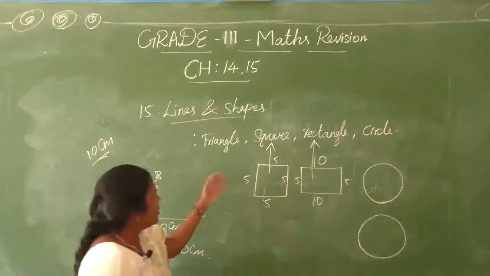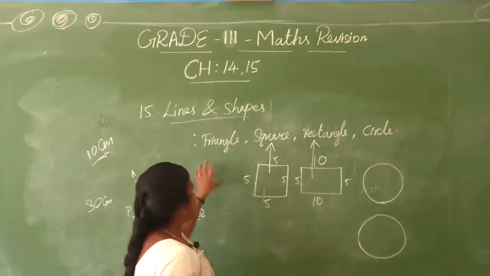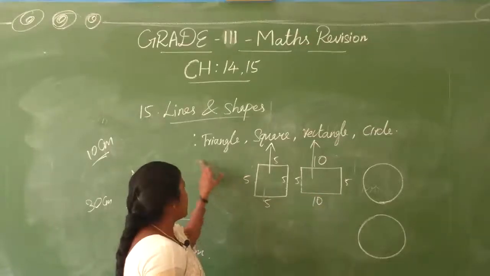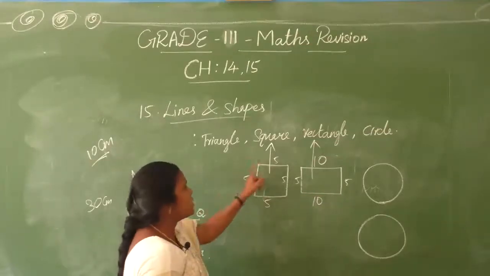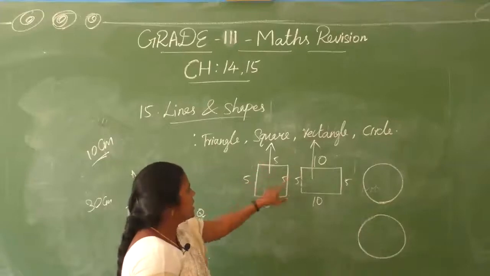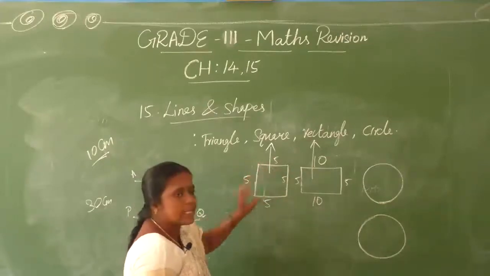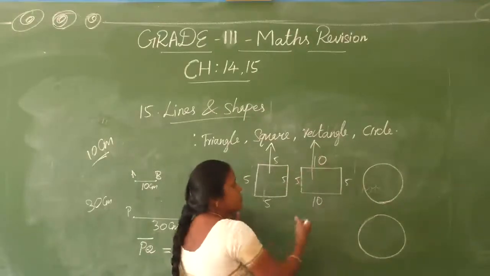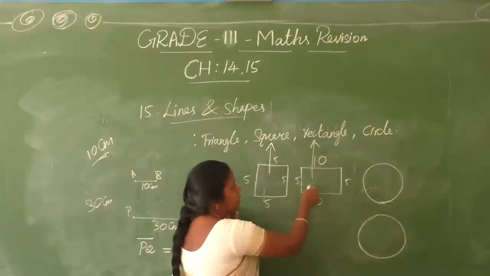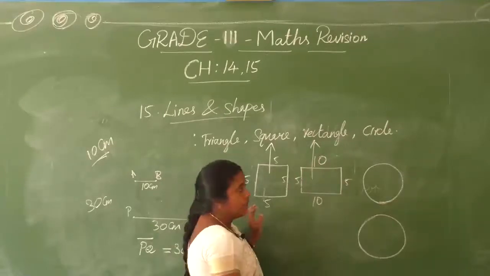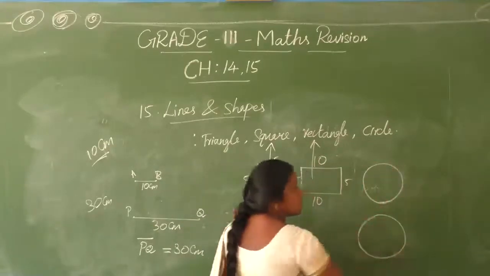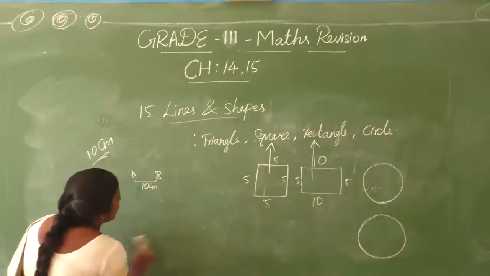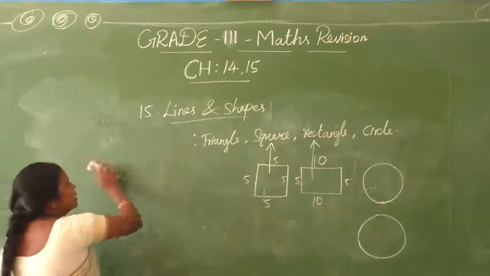Understood? Plane figures means which figures come? Triangle, square, rectangle, circle. Triangle means a three-sided figure. Square means a four-sided figure, each side equal to the other, that means all the sides are equal. Rectangle means a four-sided figure, but what do you specifically tell here? Opposite sides are equal. Circle means a closed curve is called a circle. Understood? Then the last category, solid figures.